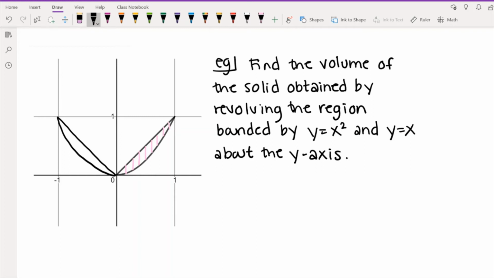So like I said, you could use the washer method here, but let's say you wanted to use the shell method. So let's go in and draw a sample shell. So how do we draw a sample shell?